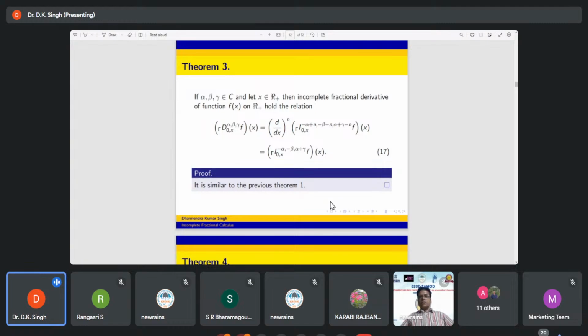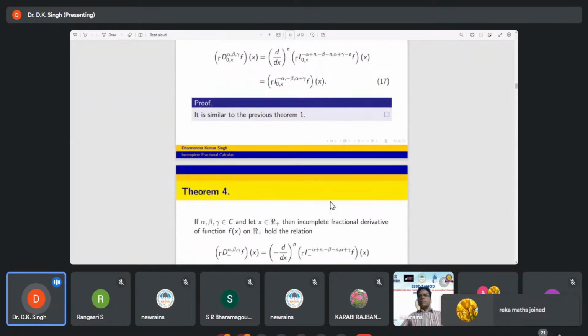If you write it in this form, you will get this nth derivative of the incomplete fractional derivative in the form of I from 0 to x, minus alpha, minus beta, alpha plus gamma f(x). It is similar to the previous theorem 1, so similarly we can prove it as in theorem 1.